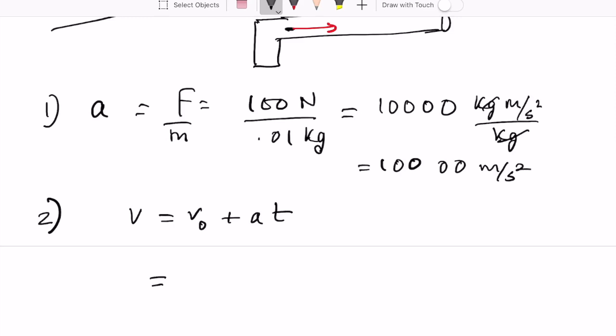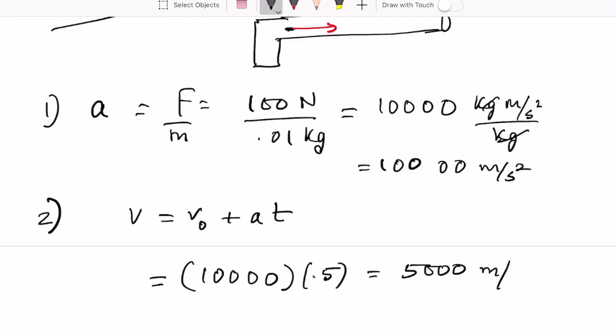V initial is 0, acceleration is 10,000 multiplied by the time, which is 0.5 seconds. And so this is meters per second squared, and this is seconds, so the answer is going to be in meters per second. So this is going to be 5,000 meters per second. So, all right, parts A and B are just a review of stuff that's happened in previous chapters. So there is nothing new so far.